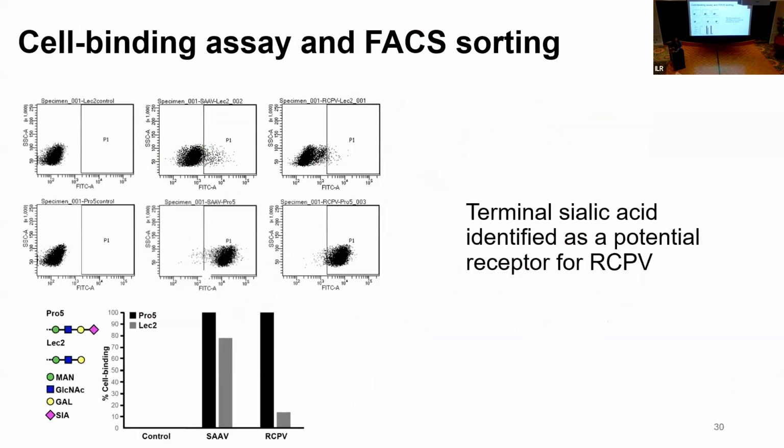Okay. And lastly, one of the experiments I did was to find a likely glycan that it can recognize as a receptor, since that's really important for cell attachment. And so I did a cell binding assay using fluorescently labeled RCPVs. And through this experiment with FACS, or fluorescent activated cell sorting, I was able to determine that this glycan here was a potential receptor for RCPV, so that could provide some insights into maybe what type of cells it infects.